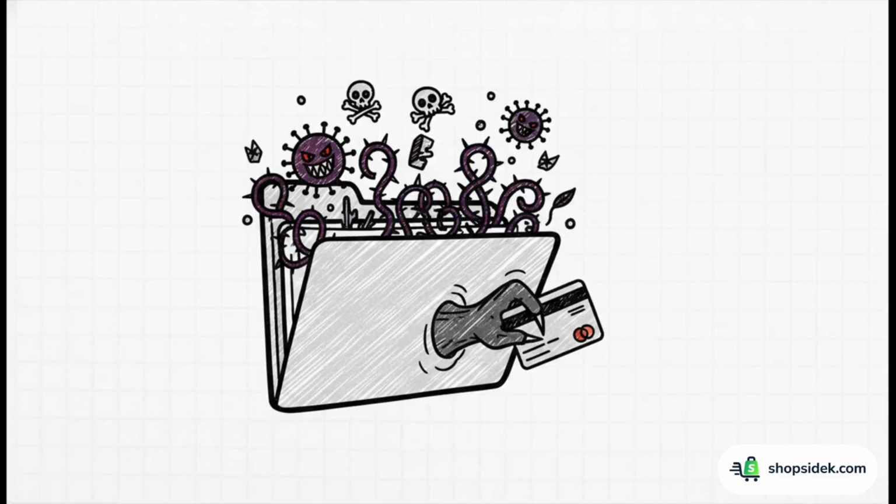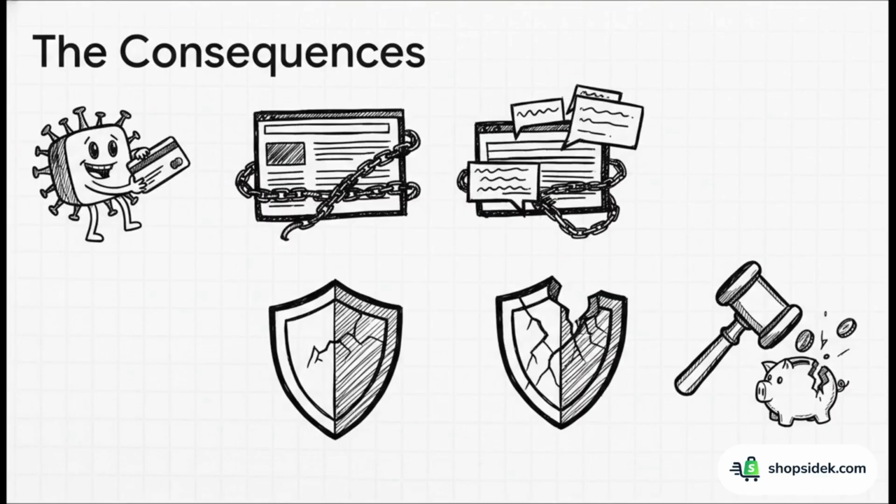Okay, risk number 1, and this is the big one, malware. Those unofficial theme files are the absolute perfect Trojan horse for malicious code. And the fallout for your business can be absolutely devastating. And I'm not talking about small glitches here. This is the catastrophic level.